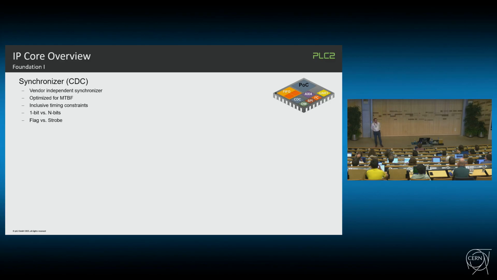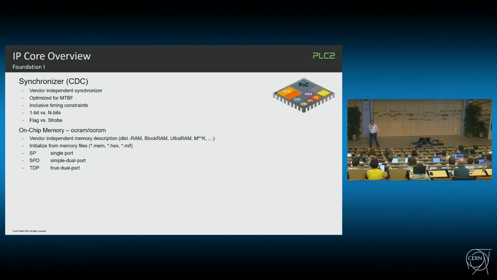They are optimized for the MTBF, so we have tried to study the data sheets from vendors and have made special adjustments depending on what Xilinx is saying, what Altera is saying, what Lattice is saying, as far as we could find the data. Then next we have an on-chip memory abstraction called OC-RAM and OC-ROM, with the variants of single port, simple dual port, and true dual port implementation. You can specify if this is running on distributed RAM, block RAM, UltraRAM, and so on. We can also initialize the memories with files, and it's independent again of the vendor.